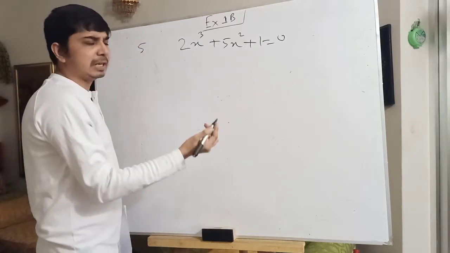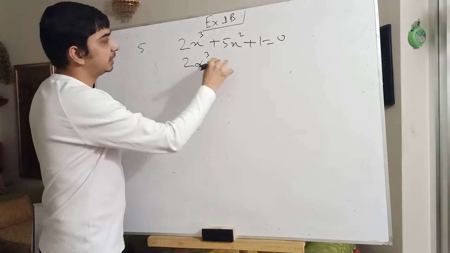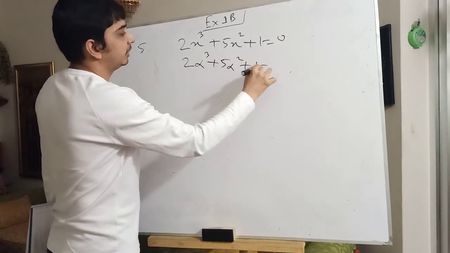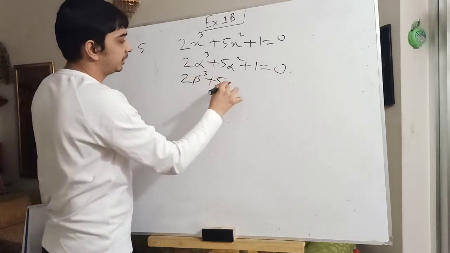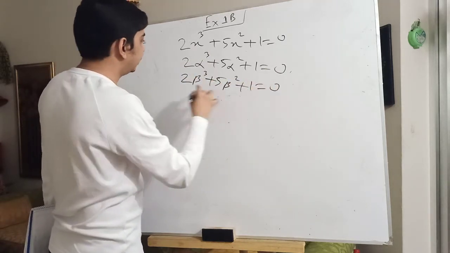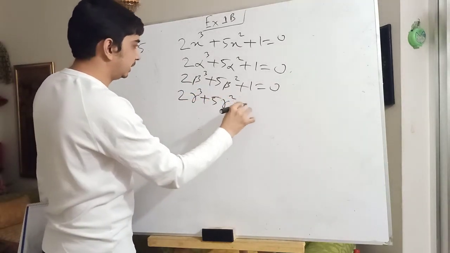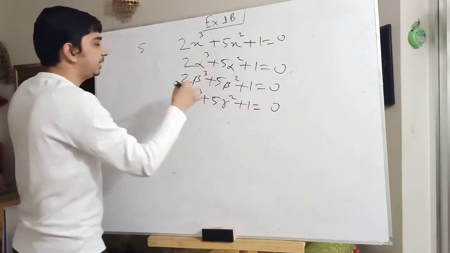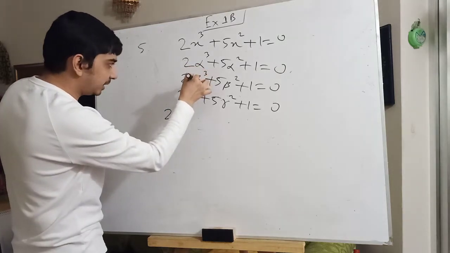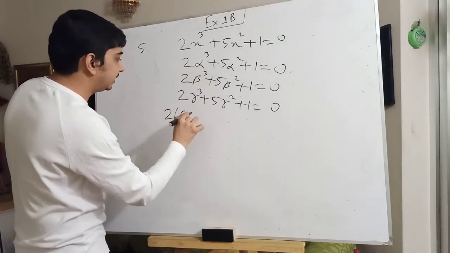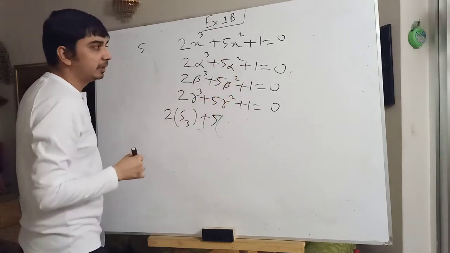So the roots are alpha, beta and gamma, so I can insert them into this equation. If I insert alpha, 2 alpha cube plus 5 alpha square plus 1 is equal to 0. Similarly, I can insert beta, 2 beta cube plus 5 beta square plus 1 is equal to 0. I can insert gamma also, 2 gamma cube plus 5 gamma square plus 1 is equal to 0. Let's say I add all of them. So basically I get 2 into alpha cube plus beta cube plus gamma cube, that is the value of S3, plus 5 into alpha square plus beta square plus gamma square.